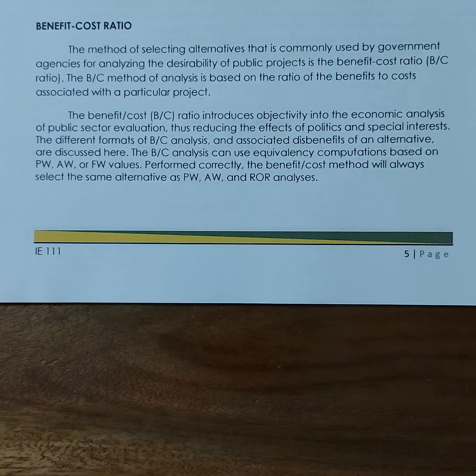Okay, so the last method will be the benefit cost ratio. The method of selecting alternatives that is commonly used by government agencies for analyzing the desirability of public projects is the benefit cost ratio. So usually ito yung ginagamit ng mga government agencies, ng DPWH, sa pag nag-construct tayo ng daan, farm to market road. So they're trying to quantify yung mga benefits, tapos yung mga gastos nila in constructing the roads, no.